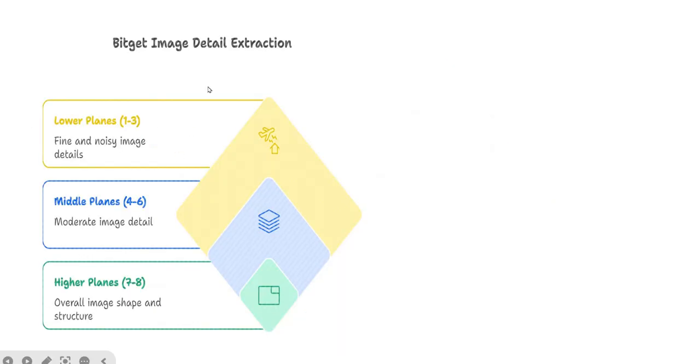Now we will divide these bit planes into 3 parts: the lower order bit planes, the middle bit planes, and the higher order bit planes. Lower planes are from 1 to 3, which capture the fine and noisy image details. Middle planes are from bit plane 4 to bit plane 6, which capture the moderate image detail. And the higher order bit planes 7 to 8 are the significant bit planes, and these capture the overall image shape and structure.